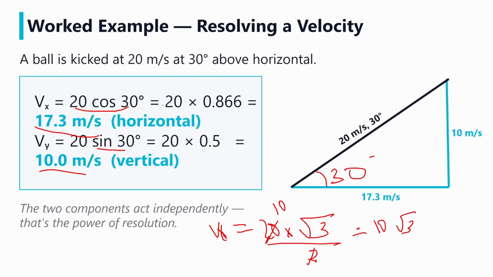Alright. Now Vy is 20 sine of theta. So Vy is 20 into 1 over 2, which is 10. And obviously meters per second on both sides, because velocity is a physical quantity and it has a unit. Alright, so 30 degrees, opposite, adjacent, hypotenuse. We filled out all of the possible resolutions of the vector.